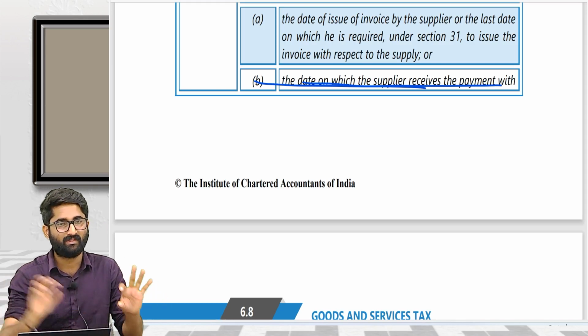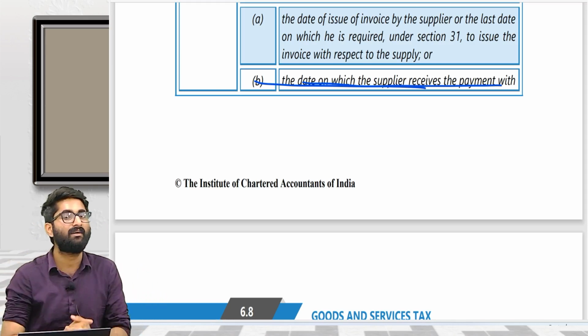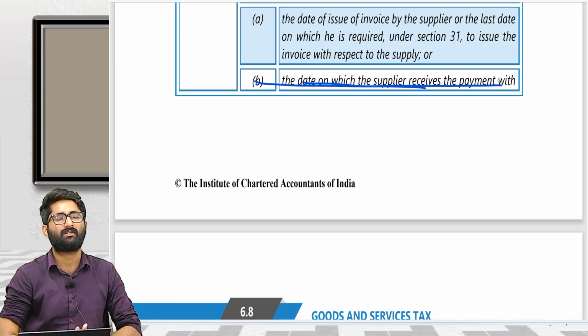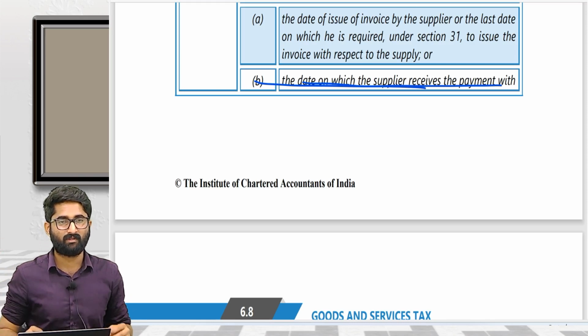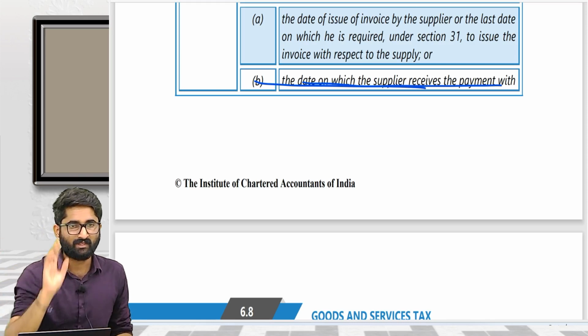Without paying GST, without collecting GST, he can adjust that in the next invoice. That is section number 12 subsection 2. Later, section number 12 subsection 3 says that in case of reverse charge mechanism, date of receipt of the goods, date of making the payment.